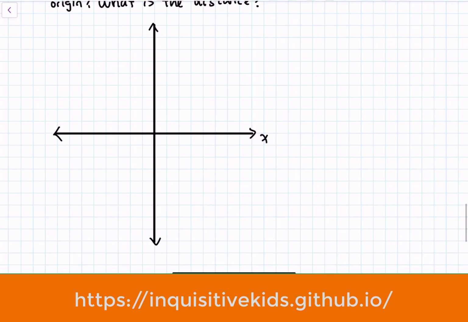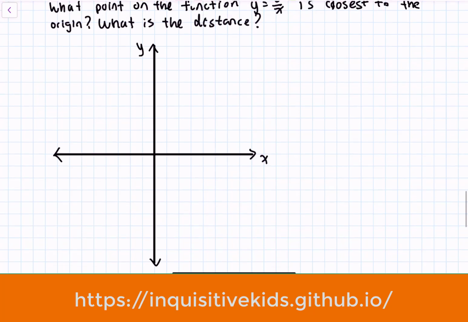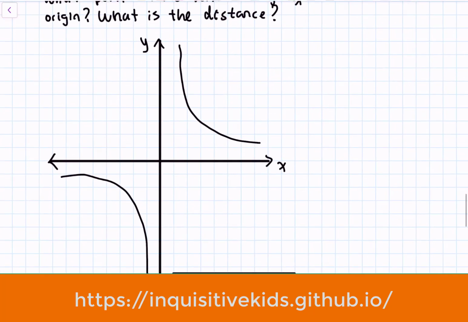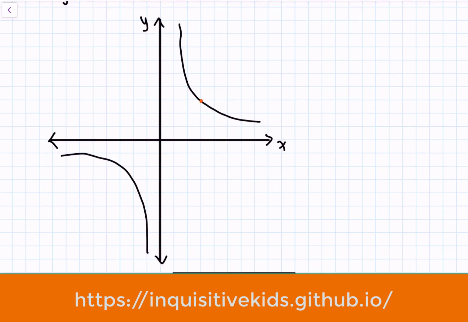This is x and this is y. The y equals 6 over x graph function would look something like this, and it just keeps going on forever. So you're trying to find a point on here, any point, the closest point. Let me use a different color. That is closest to the origin.